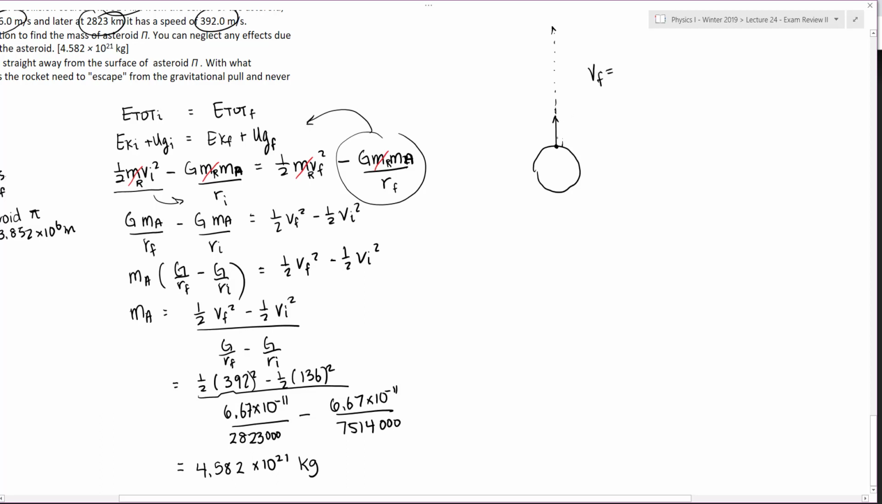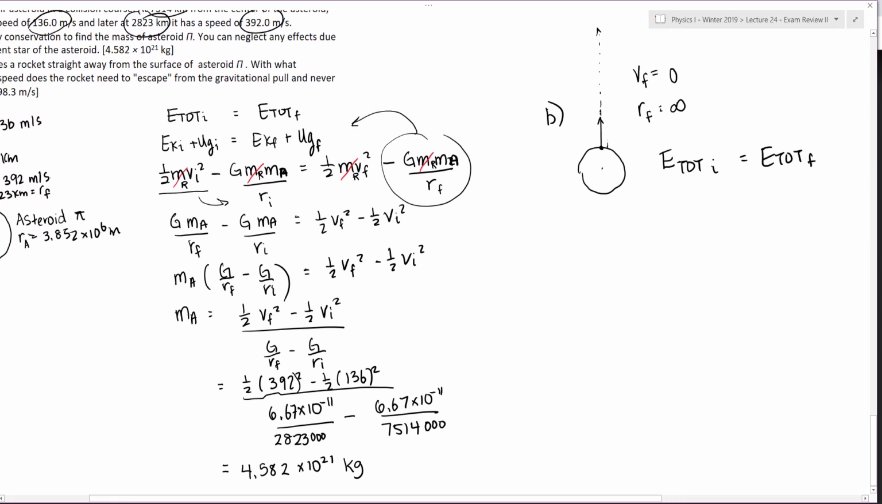So in order to figure out what the escape velocity is, the final velocity is 0 when the final distance from the center of the asteroid is infinity. That means the rocket made it infinitely far away, but it just barely got there and came to a stop. Okay, so those are the conditions to find the escape speed. So I'm going to still use energy conservation. This is part B, and I'm going to say E total initial equals E total final.